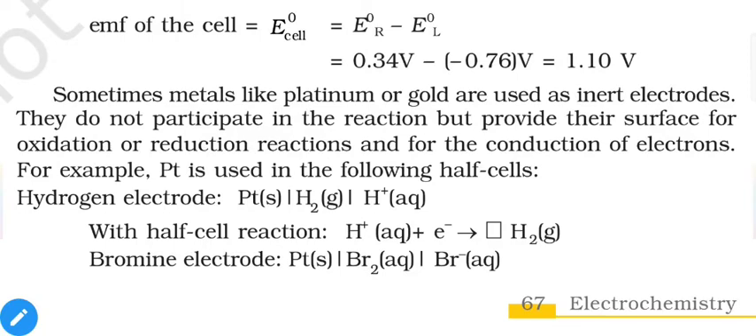Okay, so here one more example is mentioned, the half cell of hydrogen, we know that. Then we have the bromine electrode. The bromine electrode also uses platinum as a solid surface to help conduction.